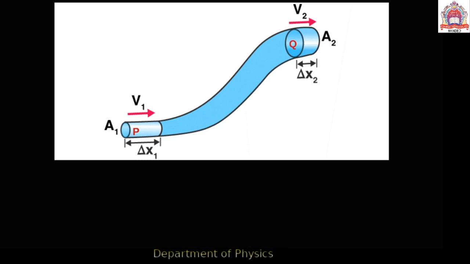That is, the volume of liquid passing through area A1 is equal to that passing through the area A2. Here the velocity of flow at P is V1. The velocity at point Q is V2.